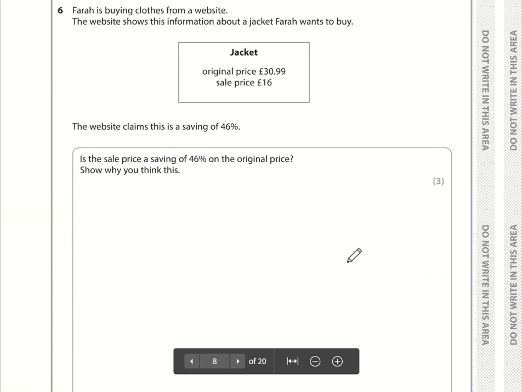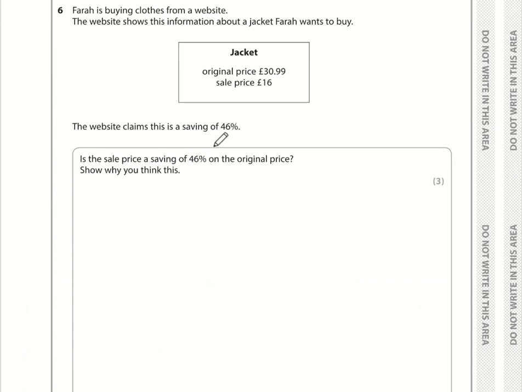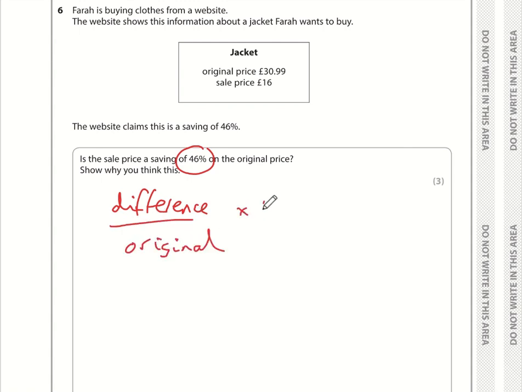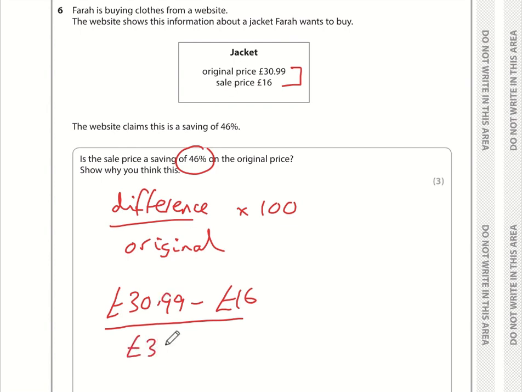Okay, so question number 6. We've been told that this is a saving of 46%. This is decreased, so we want to work out this percentage decrease. Now remember that the formula for any percentage decrease or increase is the difference divided by the original multiplied by 100. So what is the difference between the two prices? Well, that is 30.99 take away 16, and that is going to be divided by the original. What was it? Well, it even says original price, so the price before it was reduced, multiplied by 100.